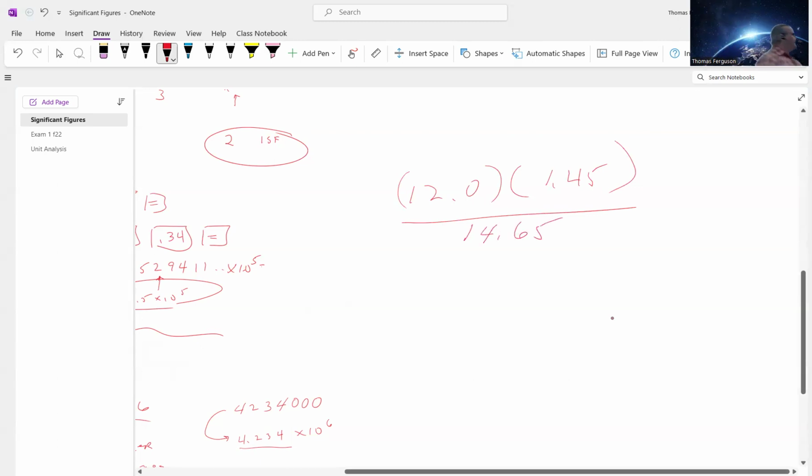Okay, so we have that combined multiplication division problem. Now I want to show you the way I would like you to get used to doing these multiple problems where you have multiplication and division combined. So whenever you see a fraction bar, that's division. As far as your calculator is concerned, that's the division key.